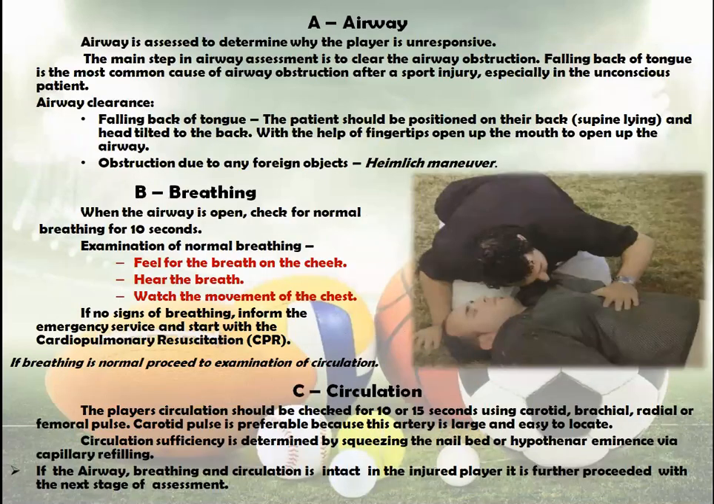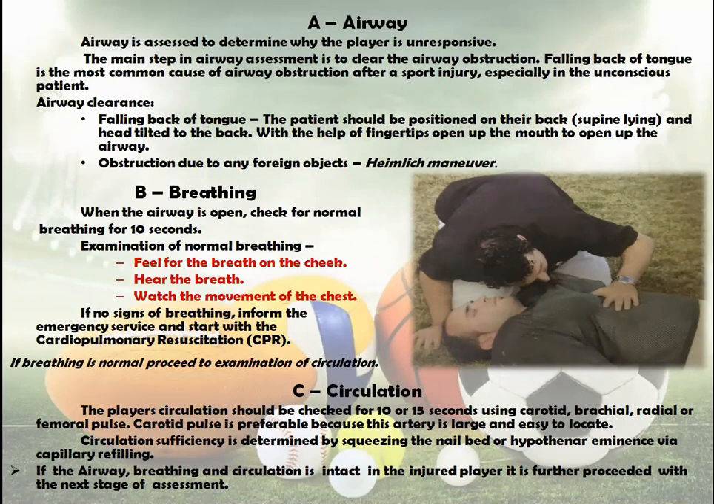The next element in the DRABC procedure is A, which stands for airway. Airway is assessed to check whether there is any obstruction that could cause obstruction in breathing. Obstruction can be due to the tongue falling back, which is common in sports injury, or due to foreign objects. If there is any obstruction, the therapist needs to clear the airway.